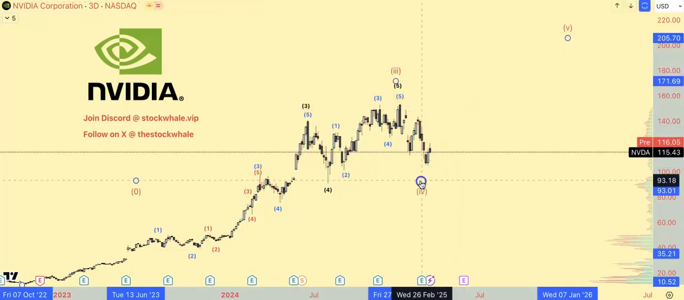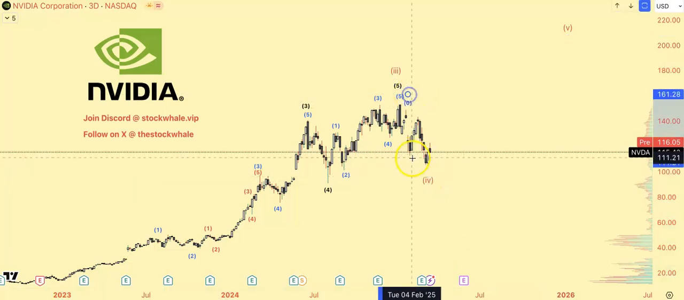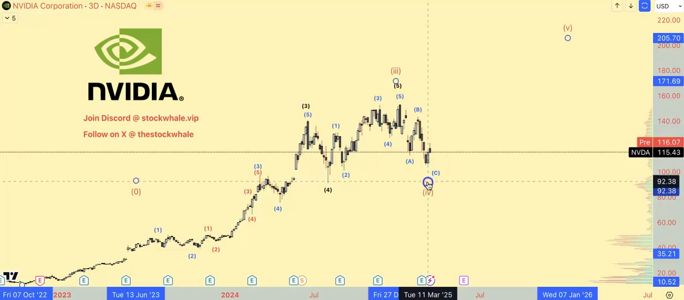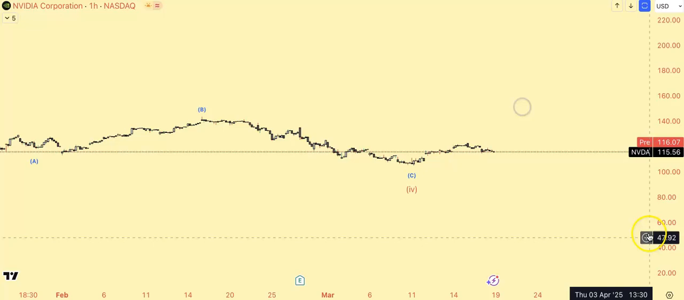So if you think that NVIDIA has bottomed here, right, for a wave 4 in red, and you can see that we did put in 3 waves here in ABC. So this is a bottom contender. What you're probably going to do, let's take a look at the 1 hour time frame.